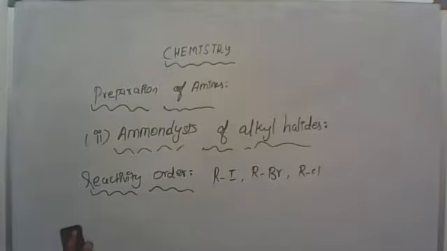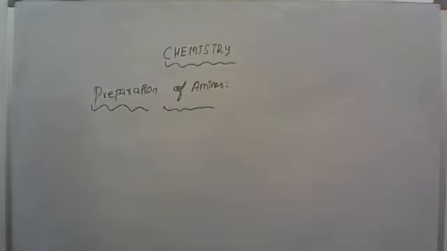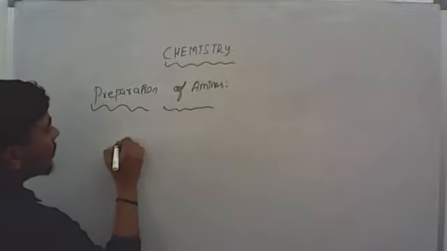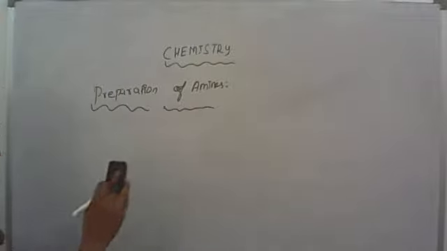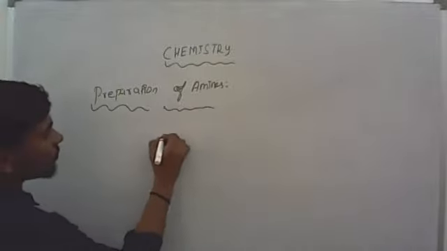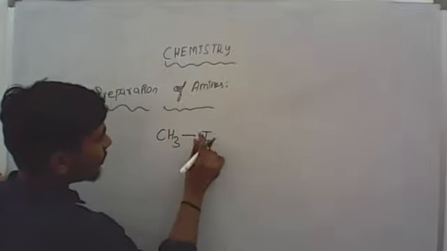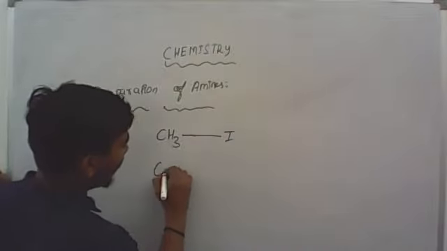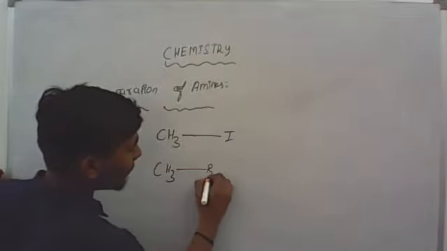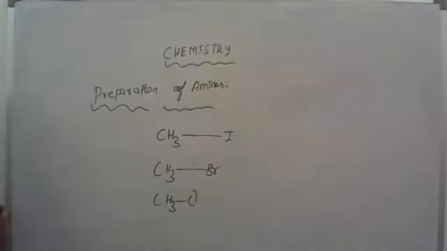See here, I'm going to discuss the reactivity order. First, alkyl iodide. Here I am taking methyl iodide as an example: methyl iodide, methyl bromide and methyl chloride.